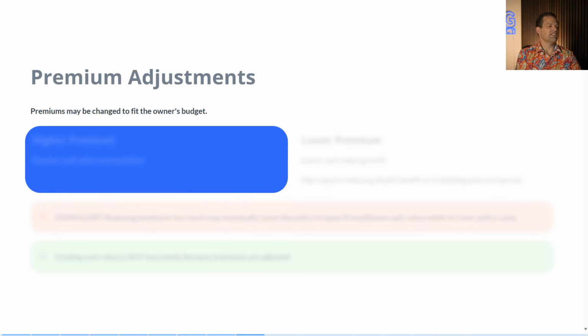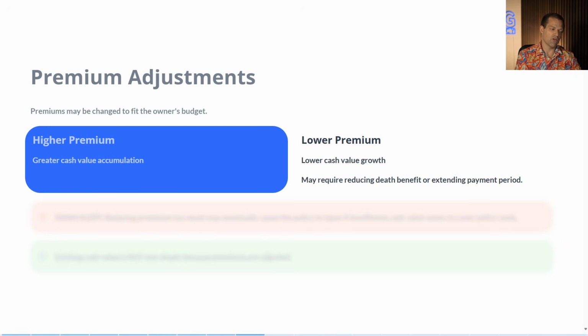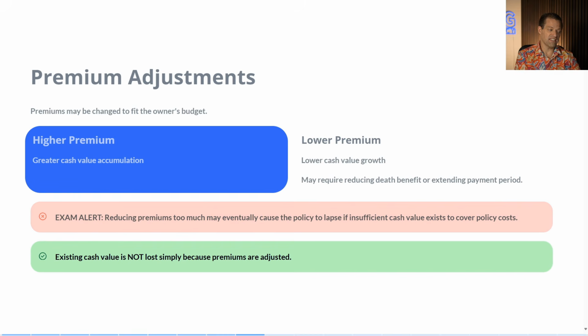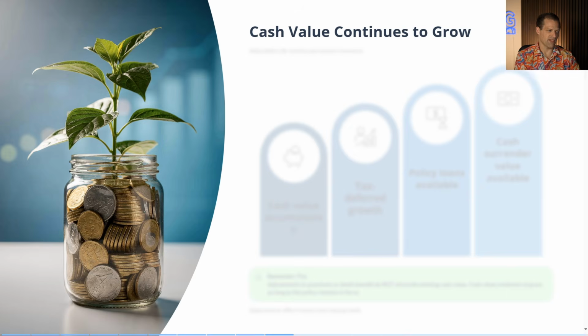Premiums may be adjusted as well to fit the owner's budget. So higher premium means greater cash value accumulation. Lower premium means lower cash value growth, which may require reducing the death benefit or extending the payment period. So reducing premiums too much may eventually cause the policy to lapse if insufficient funds and cash value exist. So existing cash value is not lost simply because premiums are adjusted. Just keep that in mind for the exam.